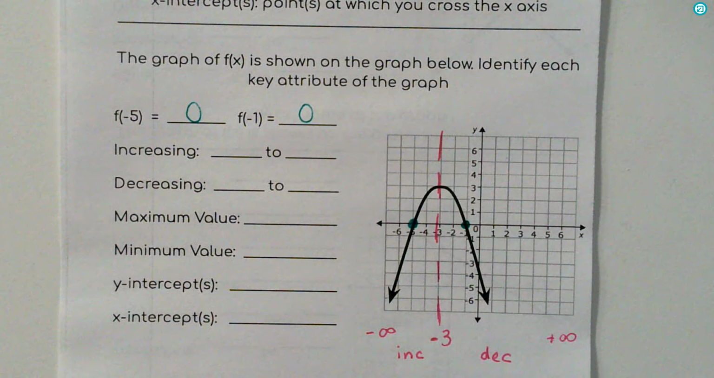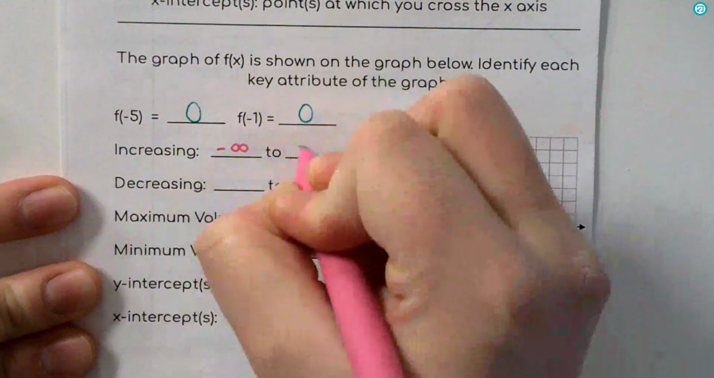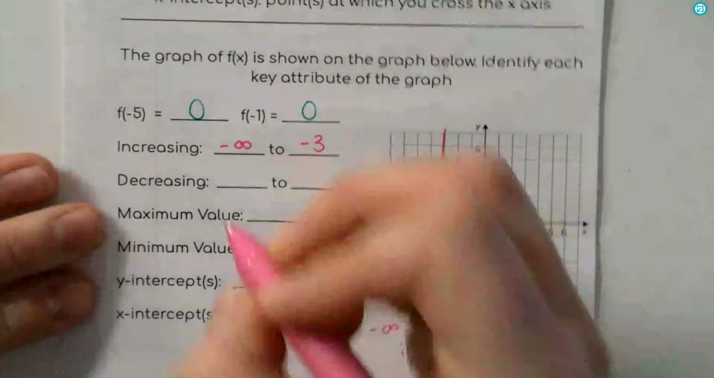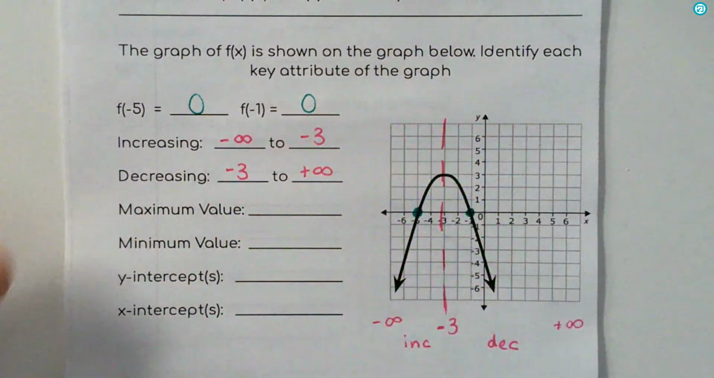All right, now let's put that on our blanks. We are increasing from negative infinity to -3. So it's not what we're increasing to, it's where we're increasing. So it's our x values. We are decreasing from -3 to positive infinity. So if you label your graph, then you'll just have those and you can just put them on your blanks. Okay, any questions right now?